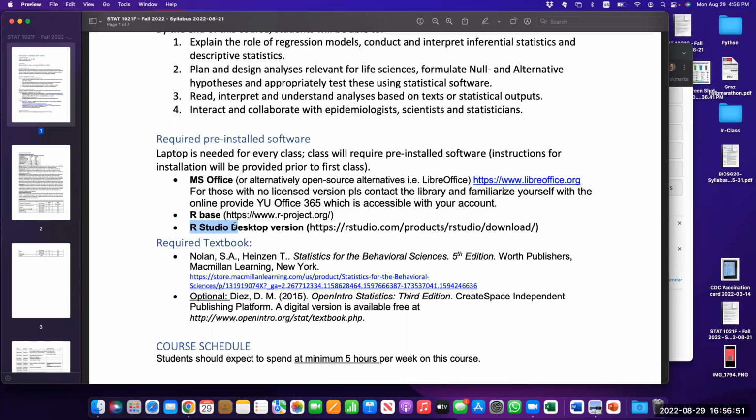Good. Any questions to any of this? If not, we can talk about the textbook.